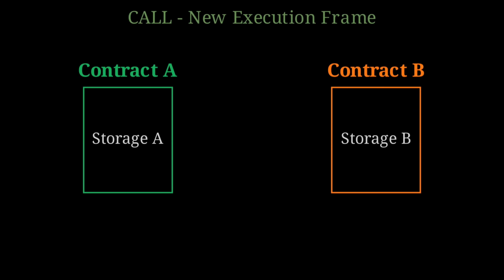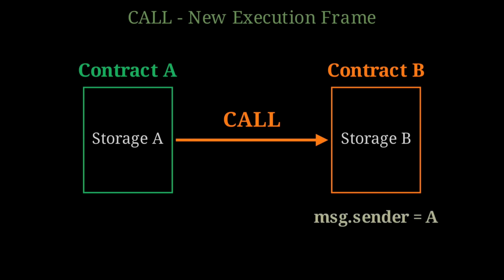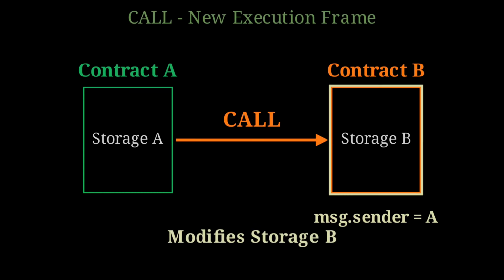Let's visualize what happens with a call. Here's contract A with its own storage, and here's contract B with its own storage. When A calls B using call, something important happens. A new execution frame is created for B. The msg.sender value changes to A. This is important. From B's perspective, A is now the caller, and any storage operations will modify B's storage.